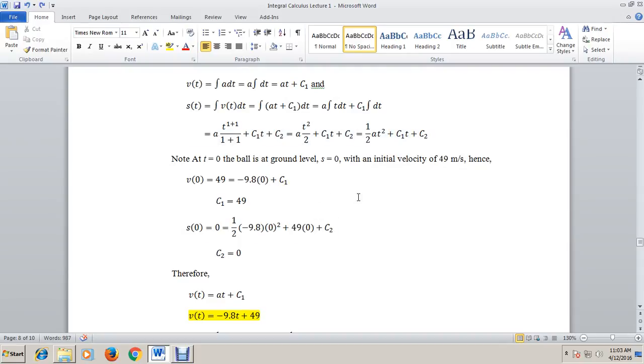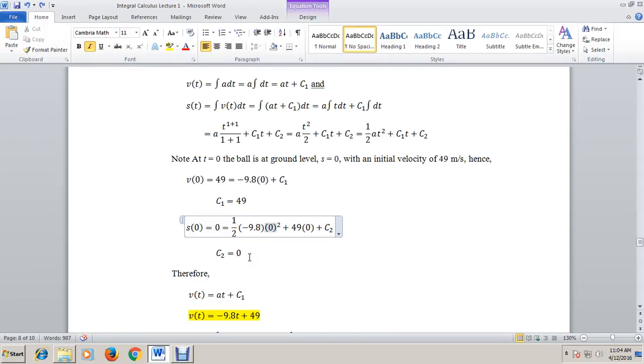Substituting the values, we already found c sub 1, which is 49. We have 1/2 at² is negative 9.8 t², plus c sub 1 t is 49 times 0, then plus c sub 2. Take note that this results into 0. This term also results into 0 since this is multiplication by 0. Therefore, c sub 2 is simply equal to 0. Now, we have found a particular solution for c sub 1, and we already found a particular solution for c sub 2.